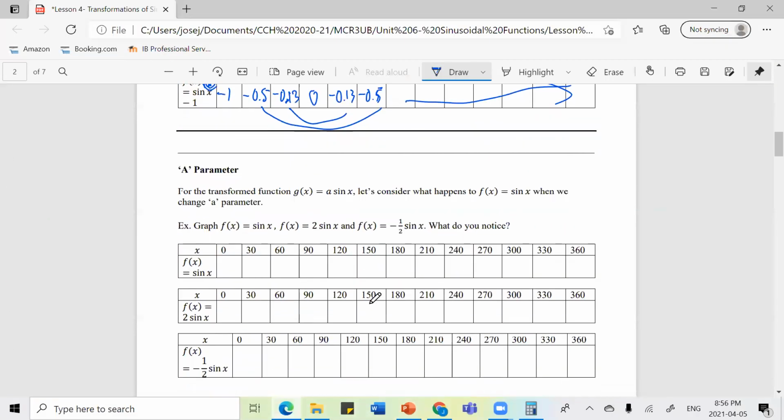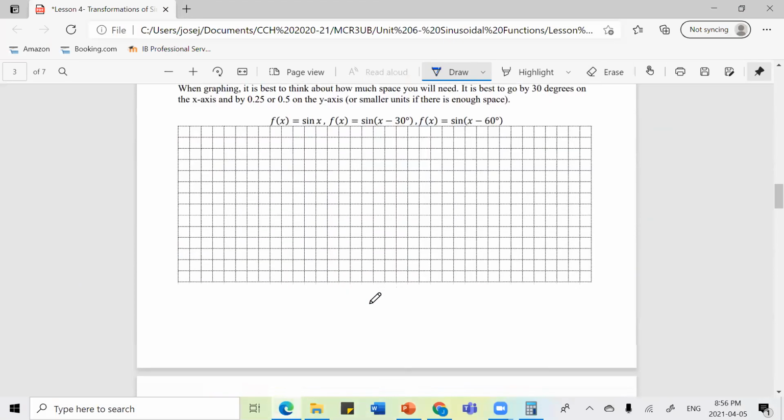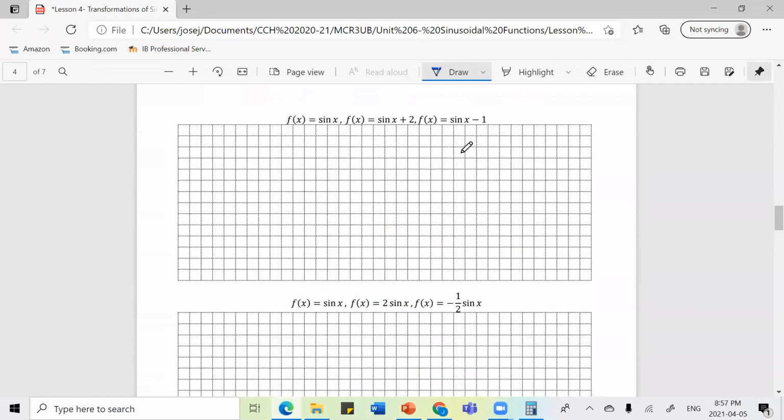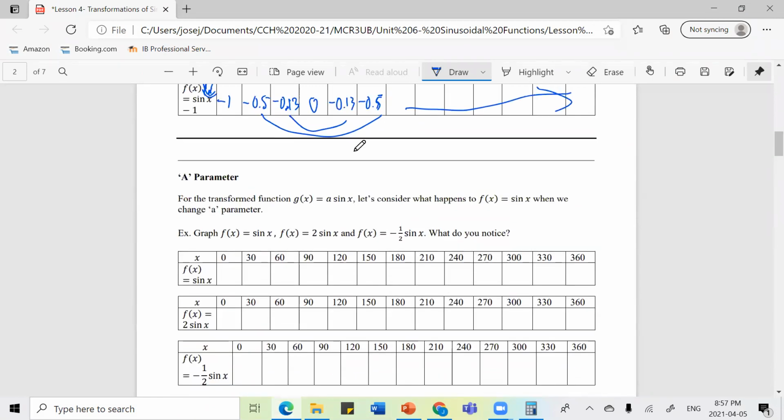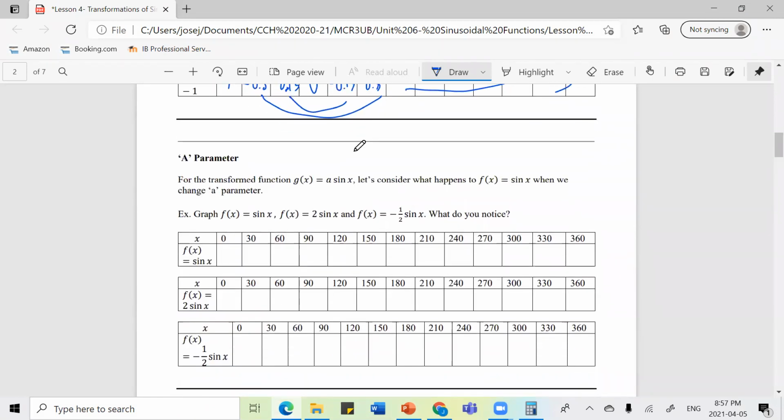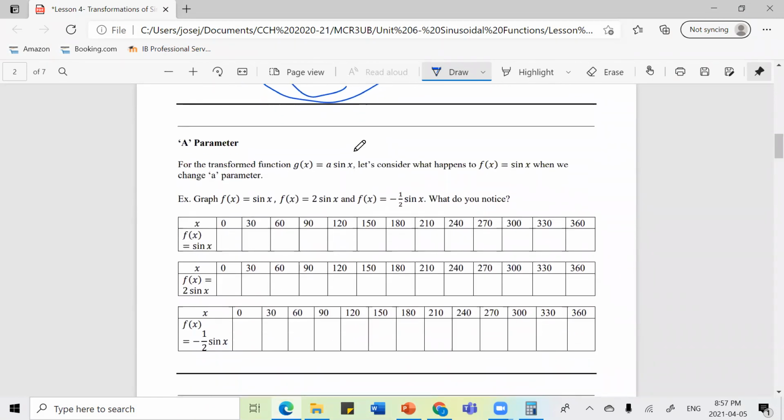Again, let's go back to the example at the bottom. By the way, I forgot, for the last example we did, you simply draw the graph over here. So you have the space here to draw the graph of the transformations when I change the C value, okay? So let's go back up and do the A parameter, and figure out what happens when we change our a value.